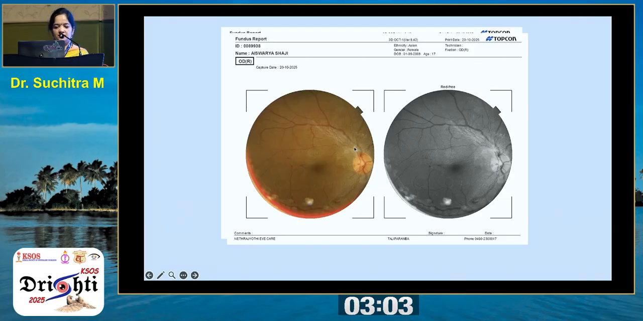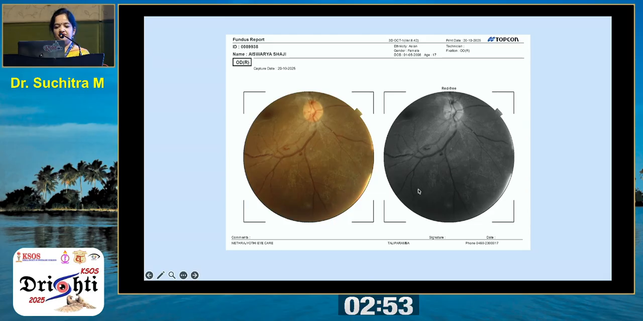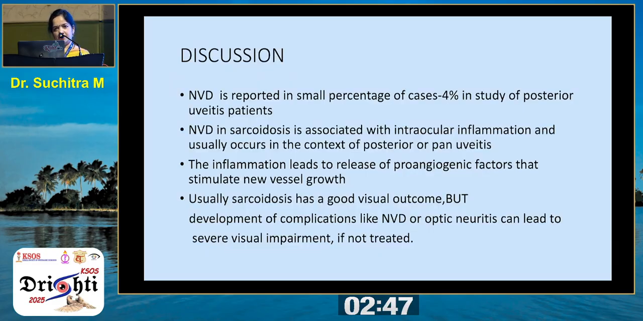So this is the last follow-up in November 2025. You can see the neovascular disc is healed, but there is a lot of fibrosis there. In inflammatory neovascularization, when it heals, there is a lot of fibrosis. And this is the inferior segment of the same. This is the last photograph in October. Now she is not under any treatment, so she is only on regular follow-up.